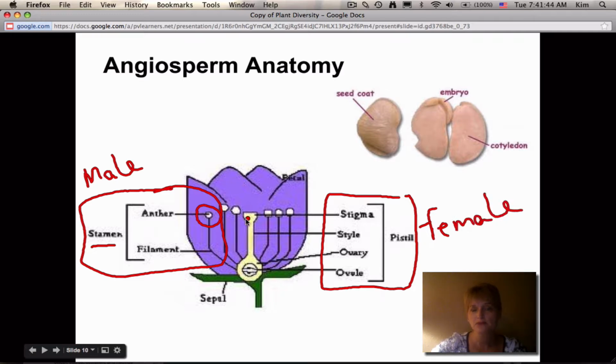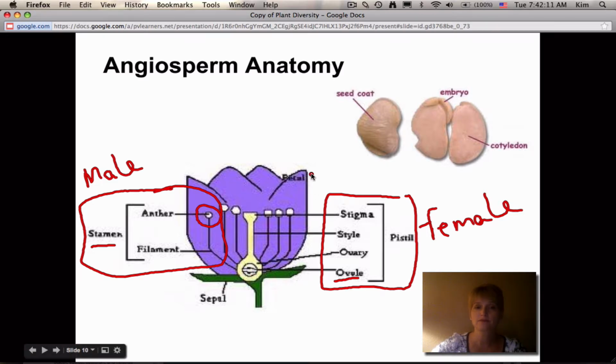And the female reproductive parts include the stigma. So that's this part right here that's reaching up towards the top of the flower. The style is the tube that leads from the stigma down to the ovary. And the ovary is basically just this protective case right here. And inside of the ovary is the ovule. And the ovule is where the egg cells develop.